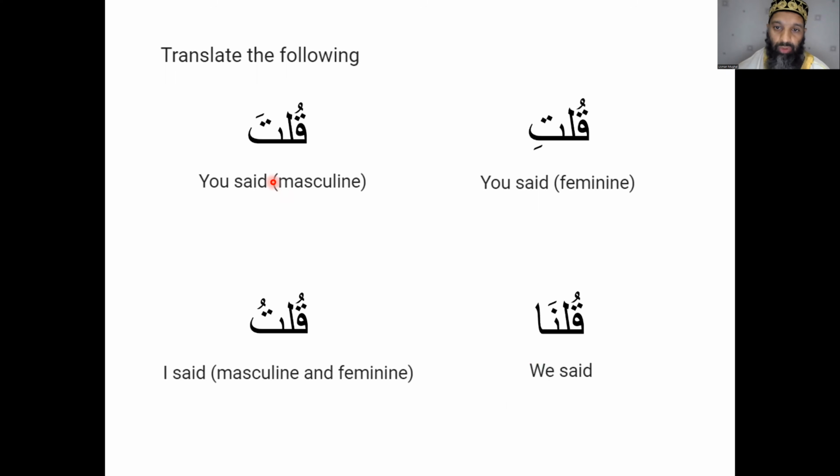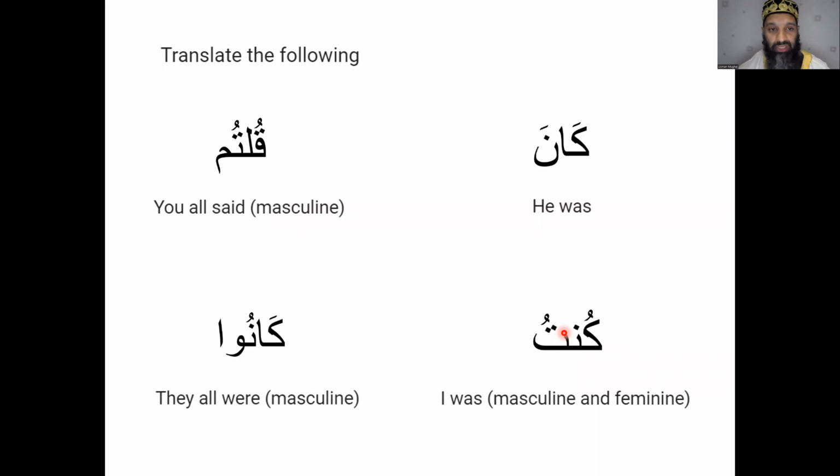Qulta, you said. Qulti, you said feminine. Qultu, I said. So the tu at the end makes it I did that verb. And na, qulna means we said. Applying the same thing to, okay, qultum, you all said. Similar to antum. Antum means you all. And qultum, the ending is the same. Qultum means you all said.